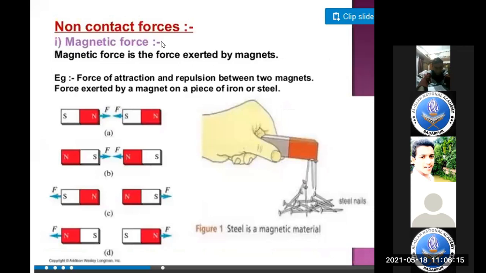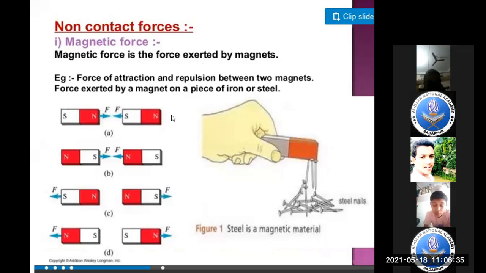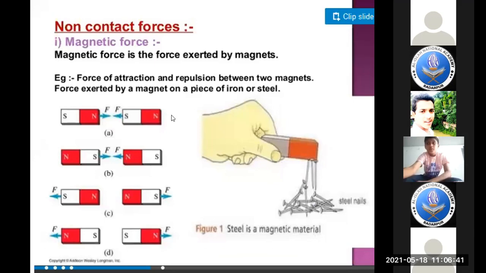Next, one more example, non-contact forces. One is magnetic force. Magnetic force is the force exerted by magnets. Example you can see on your screen: force of attraction and repulsion between two magnets, and force exerted by a magnet on a piece of iron or steel. Have you ever tried with two magnets? Aminul, you tell me, I think you have tried. Unmute yourself.